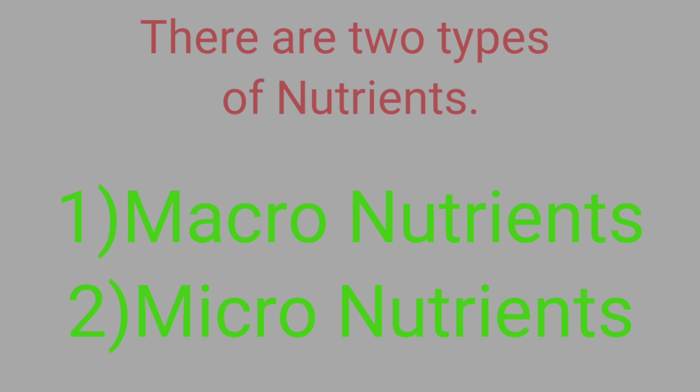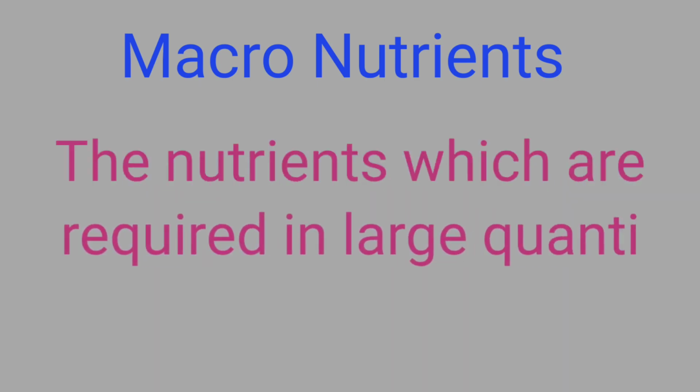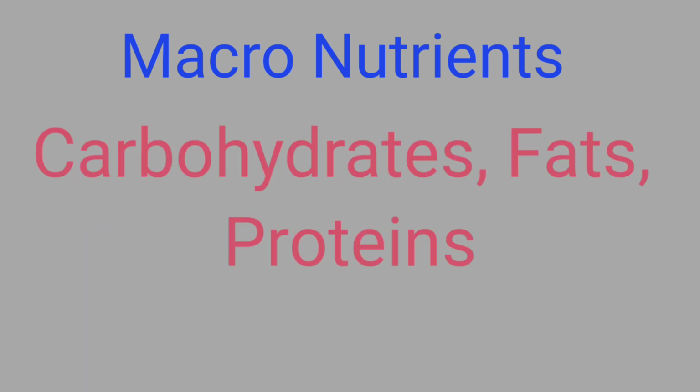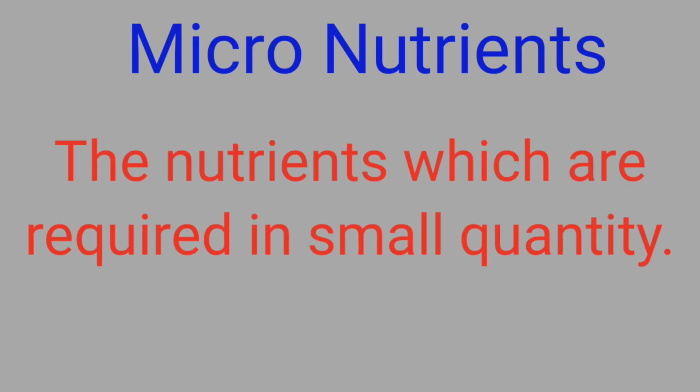There are two types of nutrients. First is the macronutrients and second is the micronutrients. There is a small difference in spelling. Macro means in a big quantity, the nutrients which are essential for the body in large quantity. So these nutrients are called the macronutrients, means their need is in large quantity. The examples of the macronutrients are carbohydrates, fats and proteins.